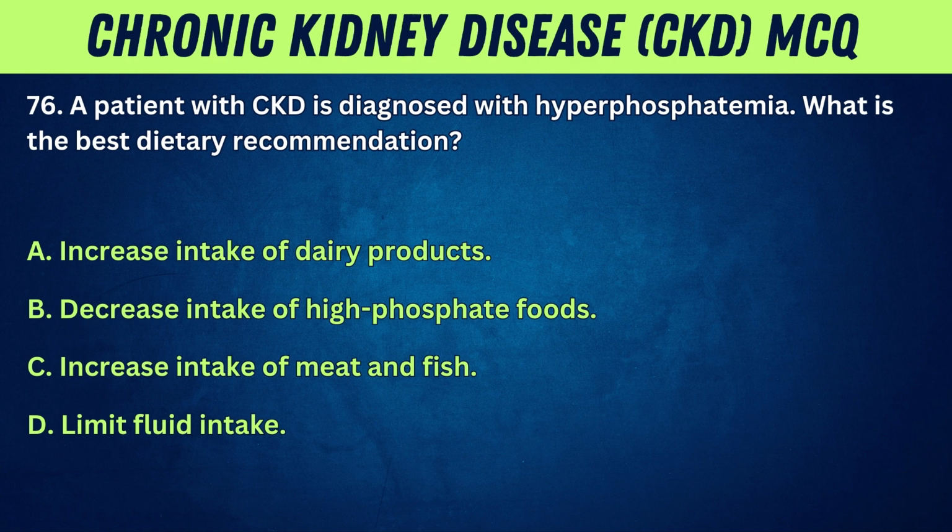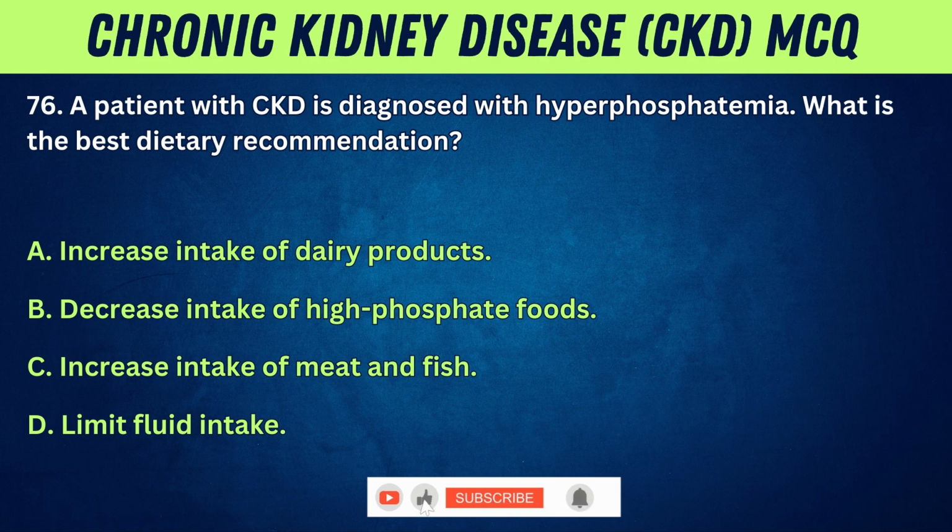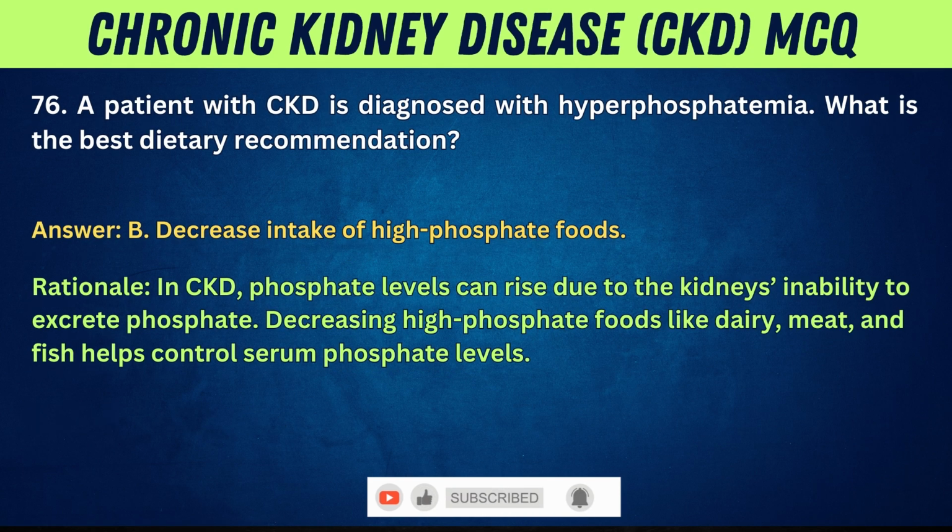76. A patient with CKD is diagnosed with hyperphosphatemia. What is the best dietary recommendation? A. Increase intake of dairy products. B. Decrease intake of high-phosphate foods. C. Increase intake of meat and fish. D. Limit fluid intake. Answer: B.